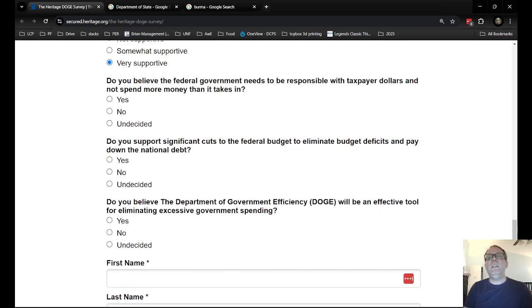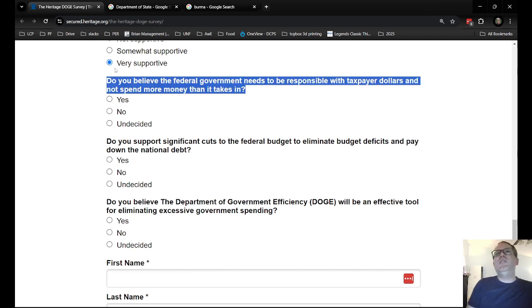Do you believe the federal government needs to be responsible with taxpayer dollars and not spend more money than it takes in? So this is really two questions. Do you believe the federal government needs to be responsible with taxpayer dollars? Sure, I don't want my government to be irresponsible. And do you believe the federal government needs to not spend more money than it takes in? So this is two questions, right?